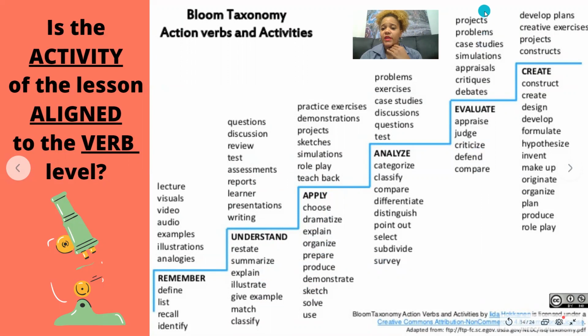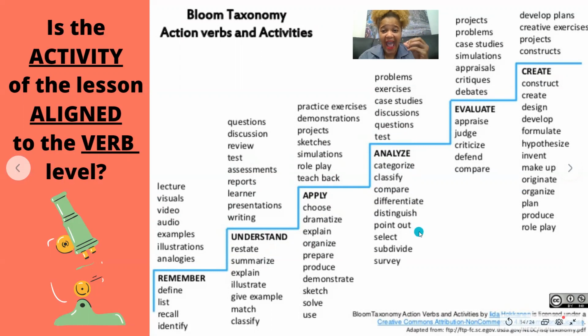When you talk about creating projects or problems or case studies, that is an evaluative tool. And if you're doing remembering, that is where your lecture is. That is where your video, your audio, your visuals are. And sometimes I think we tend to get stuck over here in the remembering of Bloom's taxonomy when we're actually supposed to be asking our kids how to analyze it. We cannot get lost in the activity of lecturing or just producing videos and hoping that students are able to do the activities of classification, distinguishing, and pointing out.